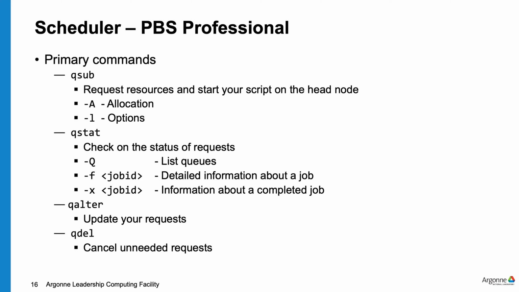And one of the features available with PBS Professional is access to historical data on completed jobs. So if you use the -x flag with your job ID, you can get that information about a completed job, and even the full information about the completed job with the previous flag. Two other important commands to be aware of are the qalter and qdel commands. qalter allows you to update your requests. This could be something like wanting to change the wall time if you had a typo in your submission script. So you'd be able to change the wall time for a job that has not started running yet, or qdel if it turns out you want to cancel that request.